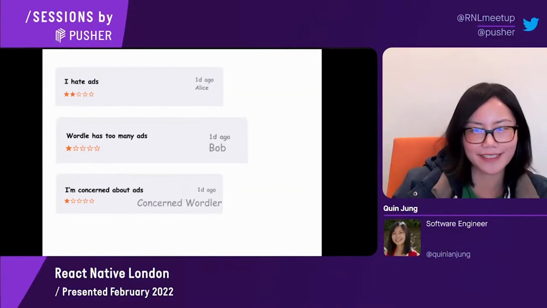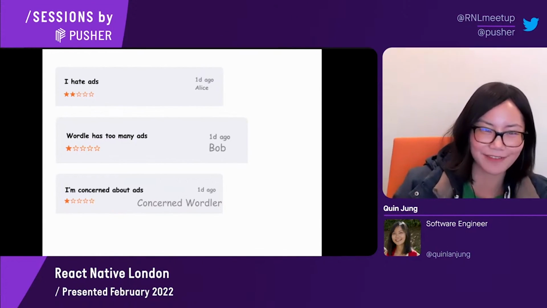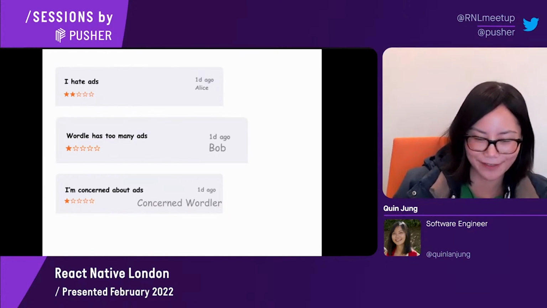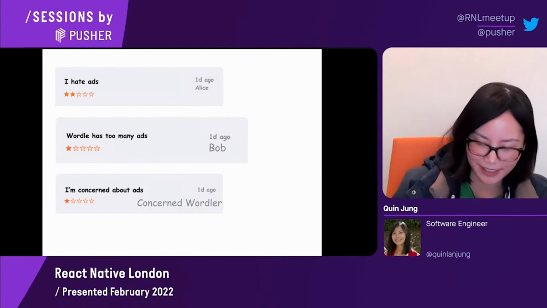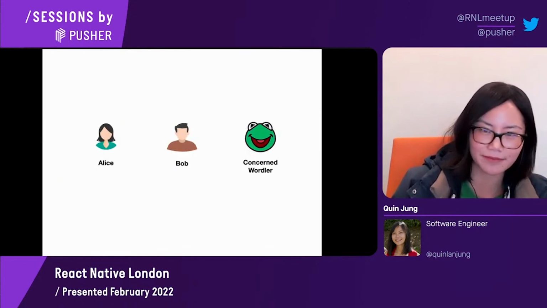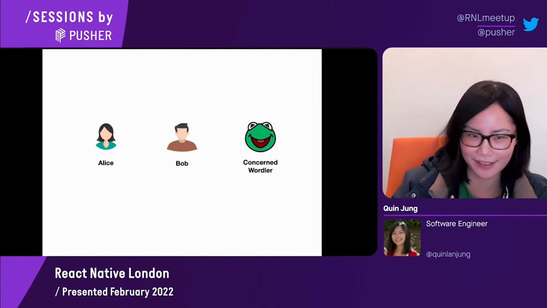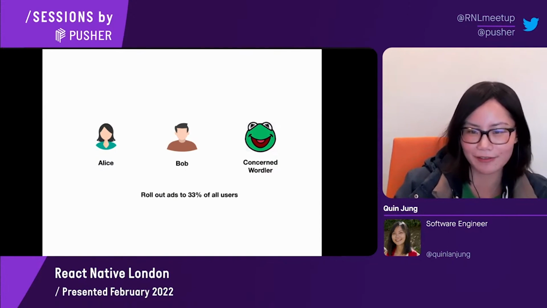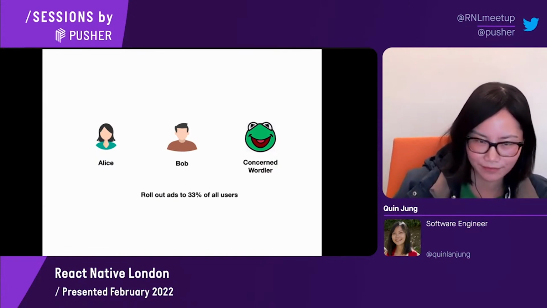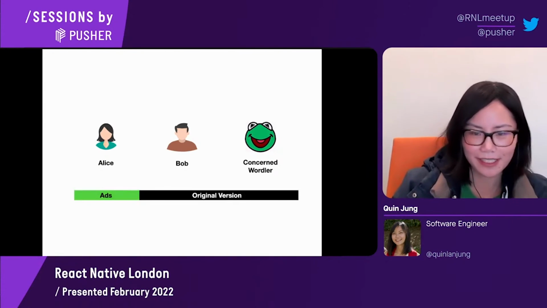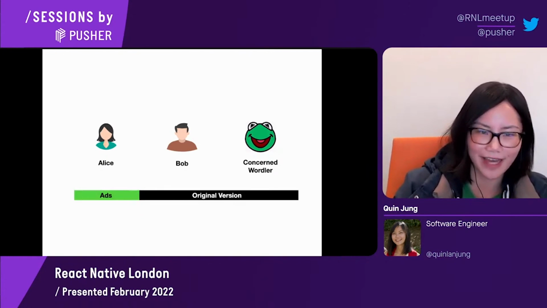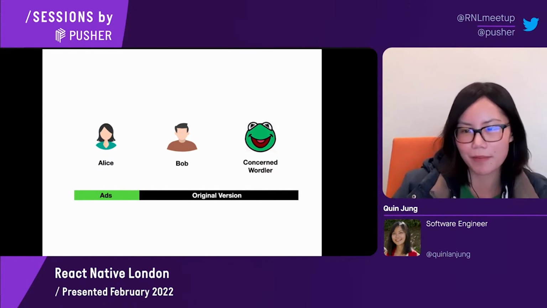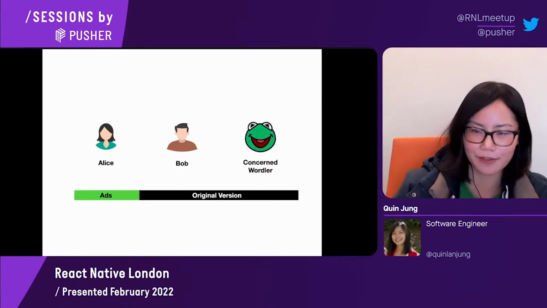But let's look at your user base. It really sucks that you have to deploy ads to your entire user base to find out that everybody's upset about it. And there might be a better way to go about this. So let's take a look at your users. You've got Alice, Bob, and the Concerned Wordler. Instead of deploying it to everybody all at once, it'd be really nice if you could roll it out to a third of your users instead. So in this example, it would be really nice if you gave ads to Alice, whereas Bob and the Concerned Wordler would have the original version still.